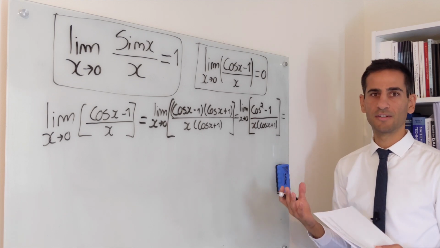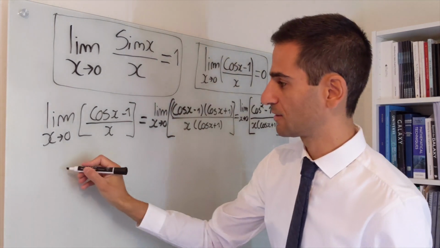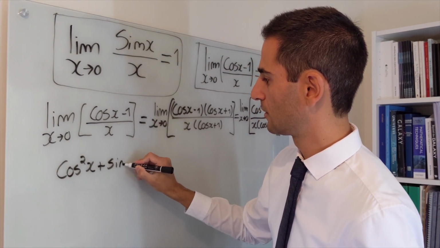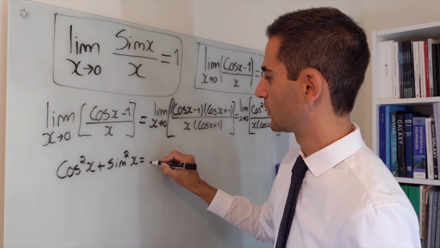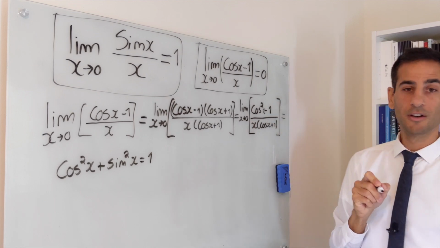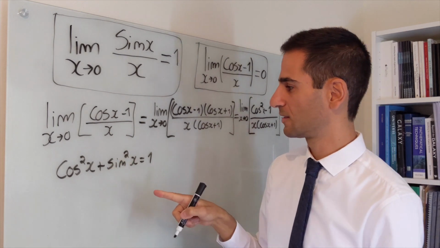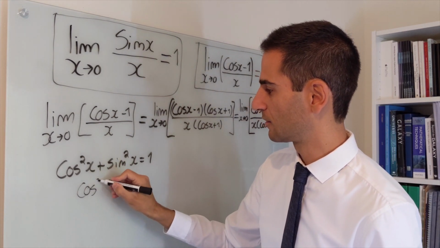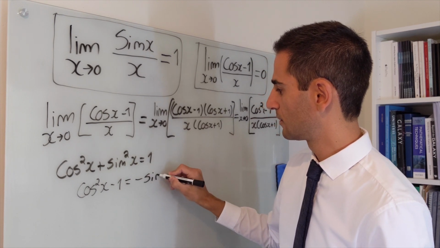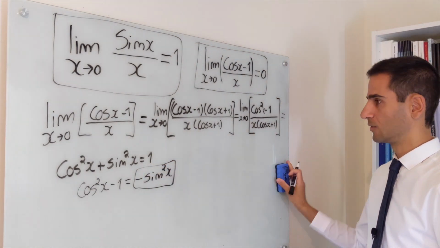What we can do now is to use the fundamental trigonometric identity that tells us that cos square x plus sine square x equals 1, which also means that cos square x minus 1 is equal to minus sine square x. So cos square x minus 1 is minus sine square x. So this is what we're going to use.